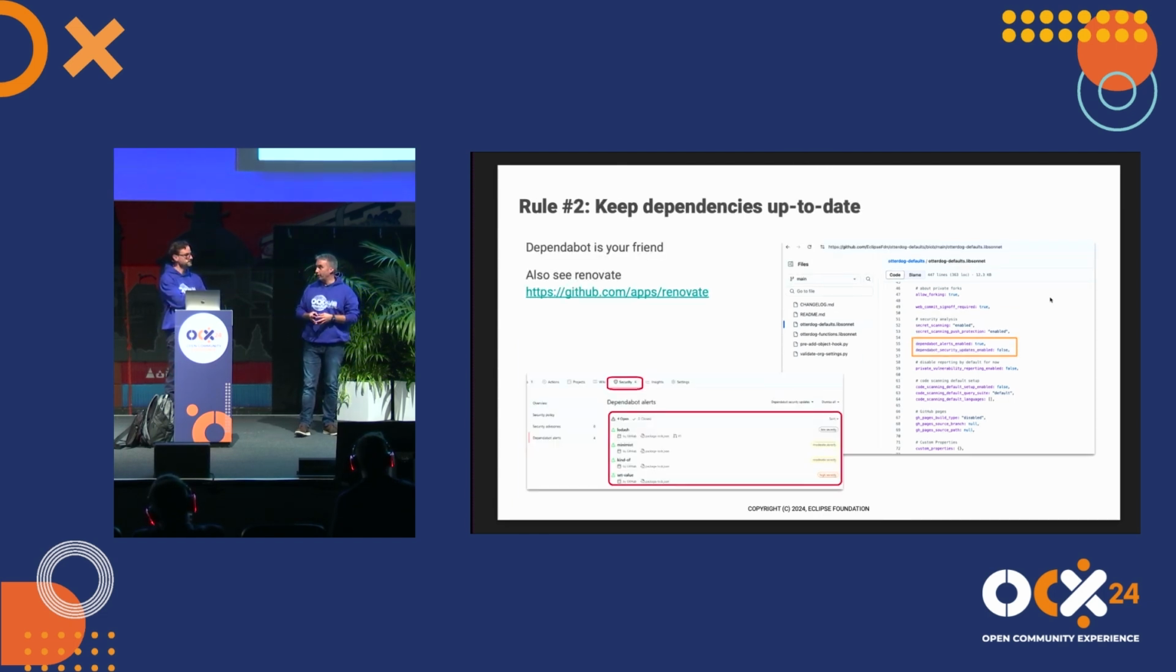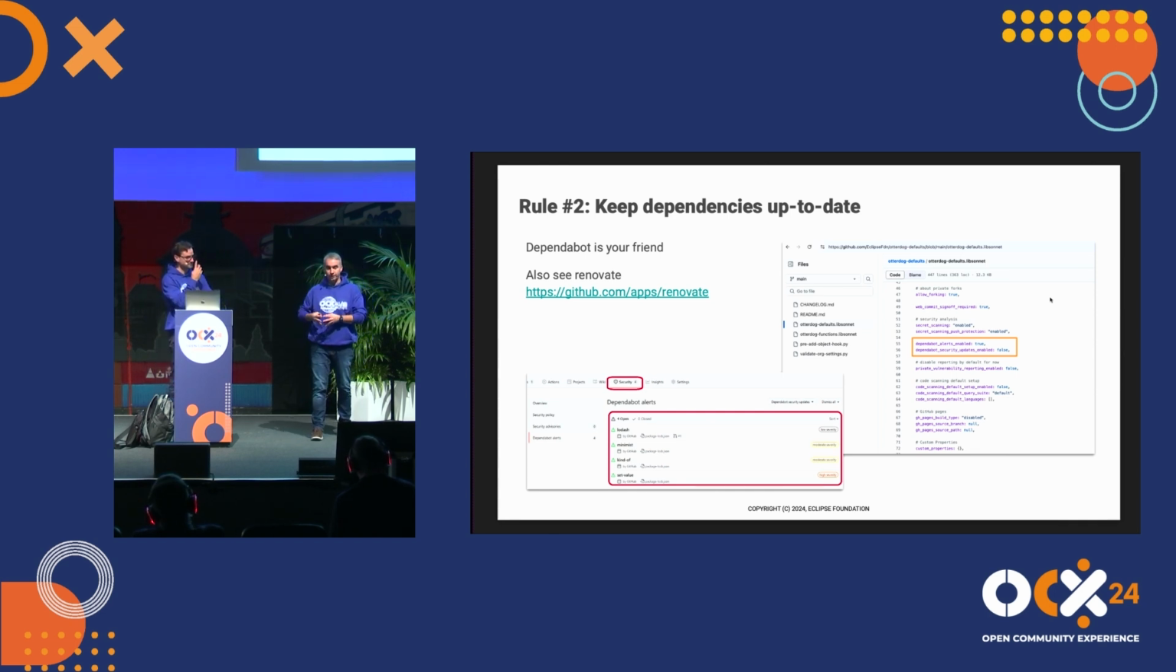So the second rule that you need to comply with, that we really promote the usage of, is to keep your dependencies up to date. Of course, you want to update your dependencies as soon as vulnerabilities are detected in them. For that, there are two tools. There is Dependabot, of course, from GitHub. There is also Renovate, which is another tool that does a similar thing, but not from GitHub itself.